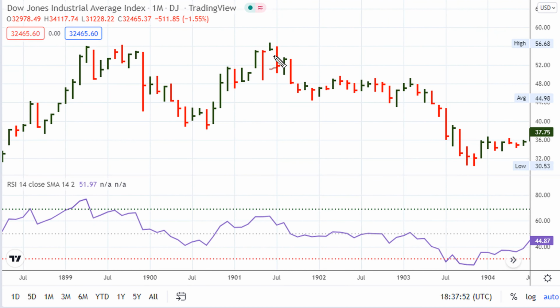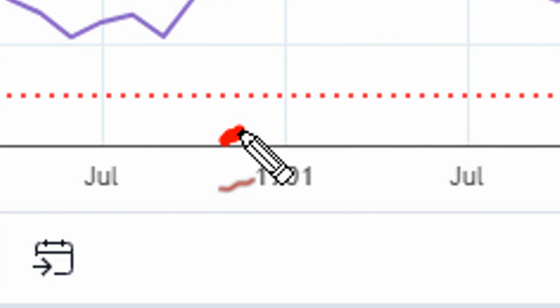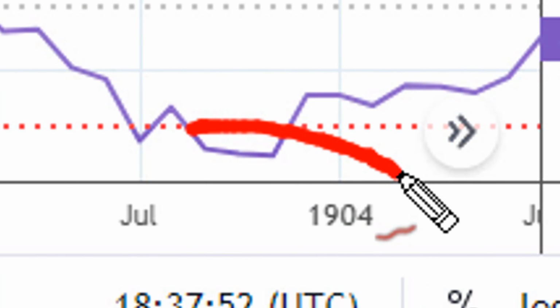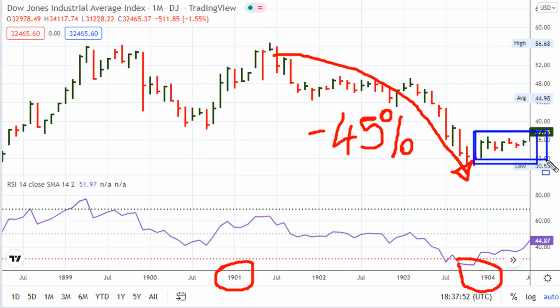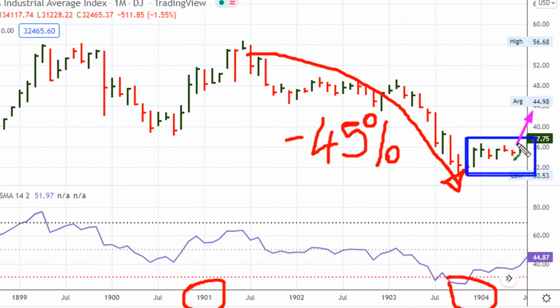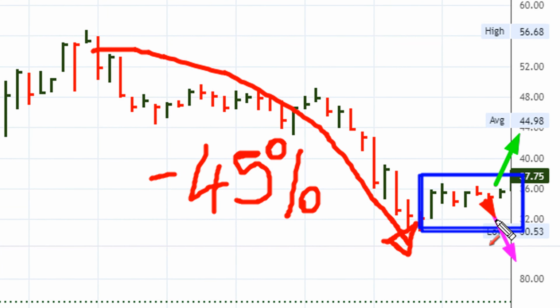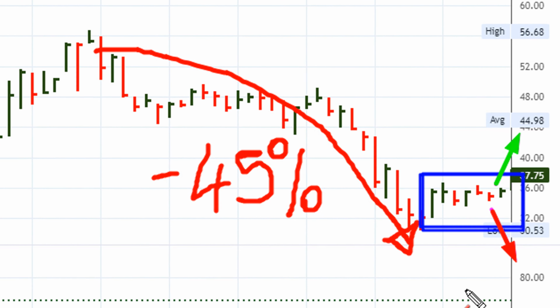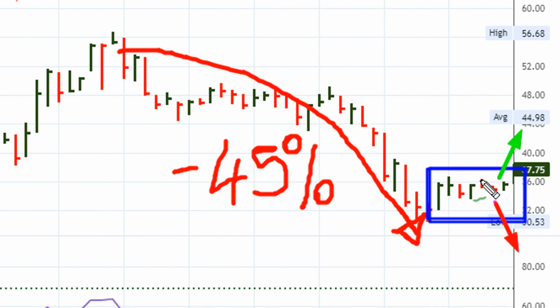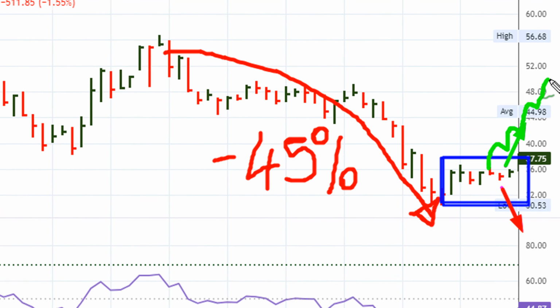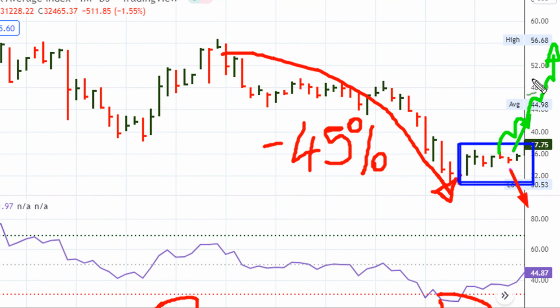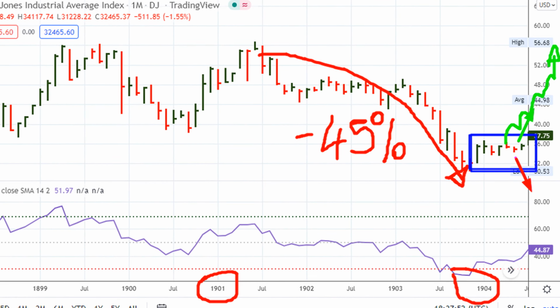After almost a 45% drop from 1901 to late 1903, the market went sideways for a couple of months. Traders were not sure if the market was going to recover and move higher, or if the market was going to break down further and continue going down. This method is going to help us re-enter the market if we suspect there's going to be a strong recovery after major market lows and after a market crash.